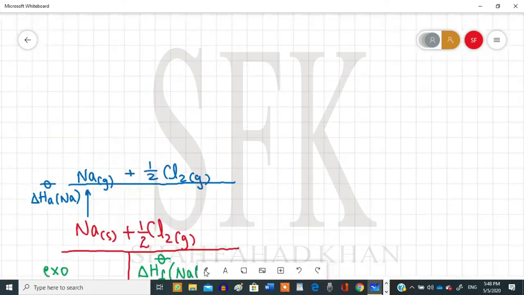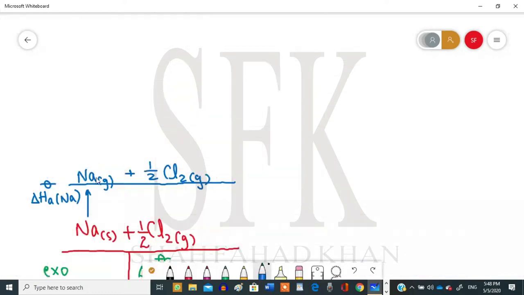Then once sodium has been atomized, we are going to provide more energy to sodium so that it could lose its valence electron and transfer it to chlorine. Okay, transfer its electron to chlorine.